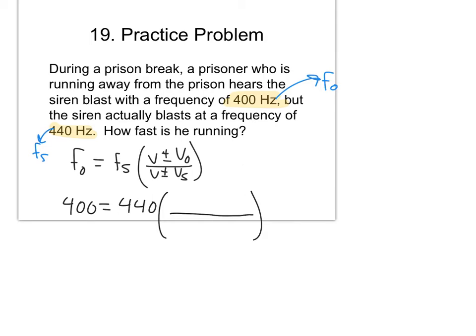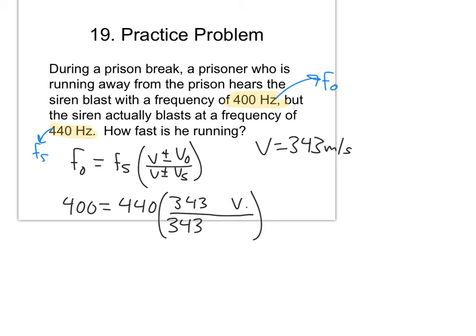We know that V is always 343 meters per second. That is the speed of sound in air. So we can fill that in for V on both the top and the bottom. It doesn't cancel out though, because we also have this plus or minus VO or VS piece. Now, the velocity of the observer, that's what we're looking for.